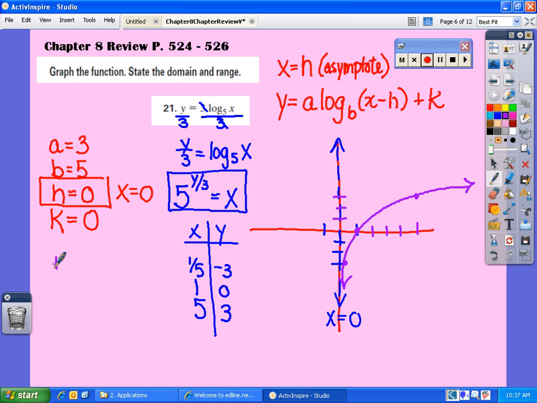Let's talk about domain and range here. Our domain is from the asymptote all the way to the right, so starting at 0 all the way to infinity. Our range would be all the way down to all the way up, so negative infinity to positive infinity. Okay, and then again remember our asymptote at x equals 0.